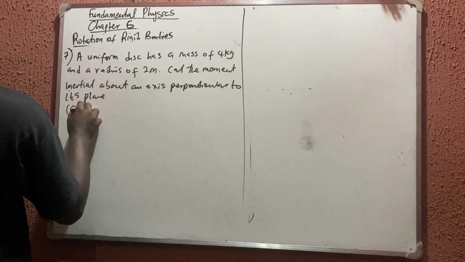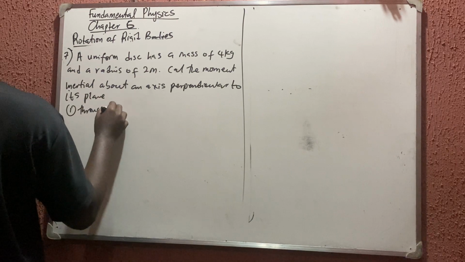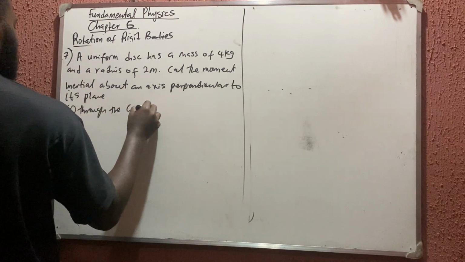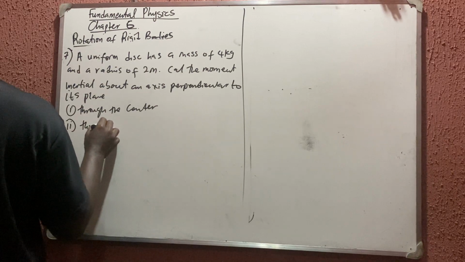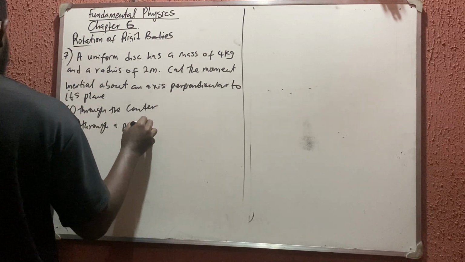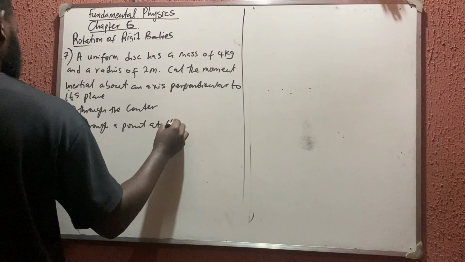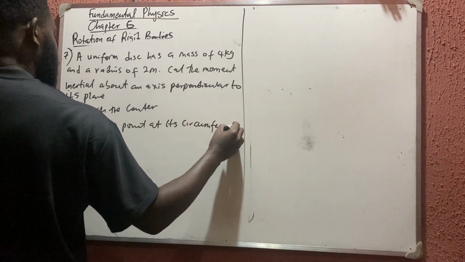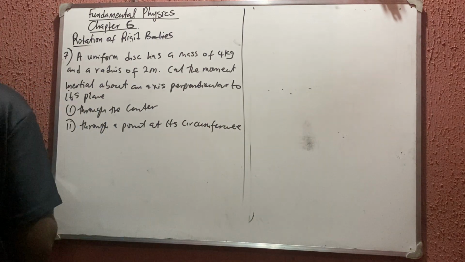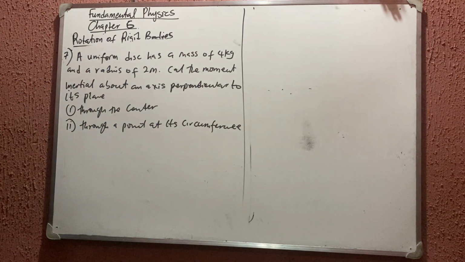I, through the center, II, through a point at its circumference. Okay, so we want to calculate the moment of inertia about this axis. So what do we do?